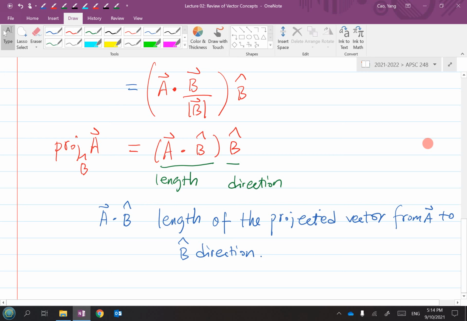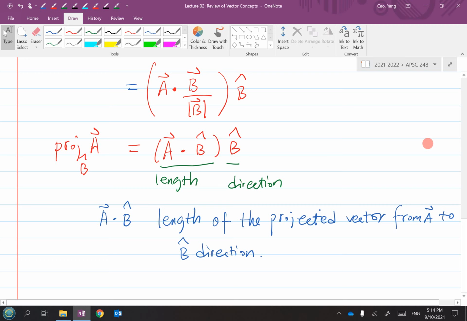So essentially, if we come back to the question, what is dot product? This is one way to interpret dot product. When you have a vector and you dot it with a unit vector, you should be able to firmly remember that what you get is the length of the projection from this vector to the unit vector direction.